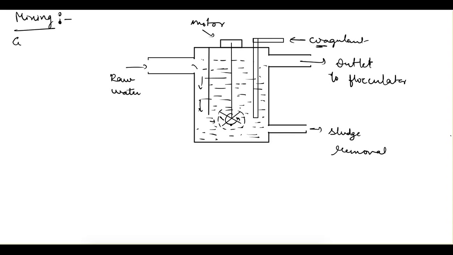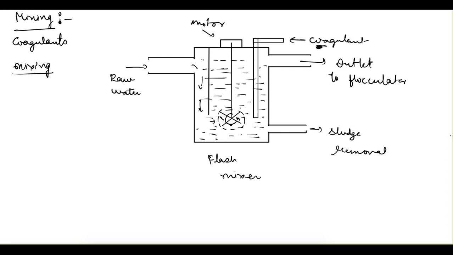Till now we saw the coagulants that can be used for this coagulation process. After we have selected our coagulant, then mixing of this coagulant is required. So the coagulant is introduced in a suitable form, either dry or wet, in this tank, which is called the flash mixer. And here we do the mixing of coagulant with our raw water.